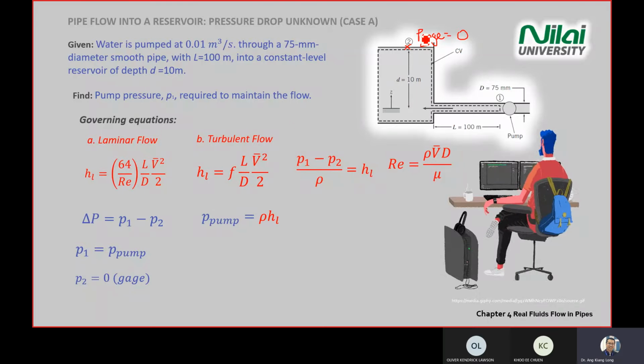Then the next one is the substitution. You use the third equation that you see on the screen here. Your P1 is the pump, P2 is exposed to atmosphere, so 0. Then you move the density to the right hand side, so P pump equals rho g HL, because this question asks you to find the pressure of the pump. So this is the equation that we're looking for.